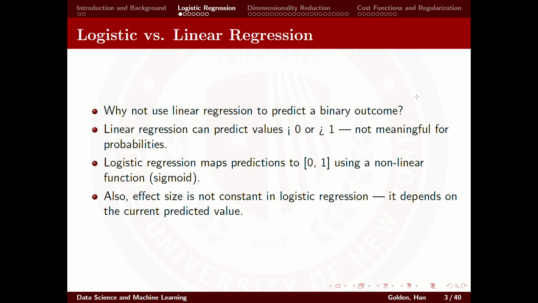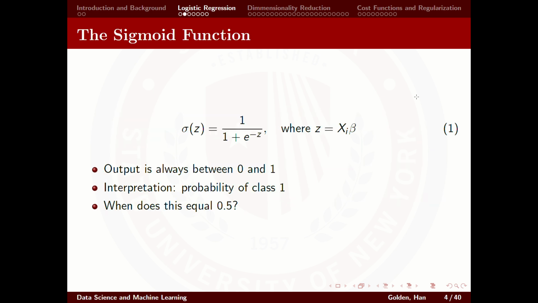Logistic regression maps predictions to 0 and 1 using a nonlinear function, the sigmoid activation function, which looks kind of like an S. Also, effect size is not constant in logistic regression. It needs to depend on the current predicted value.